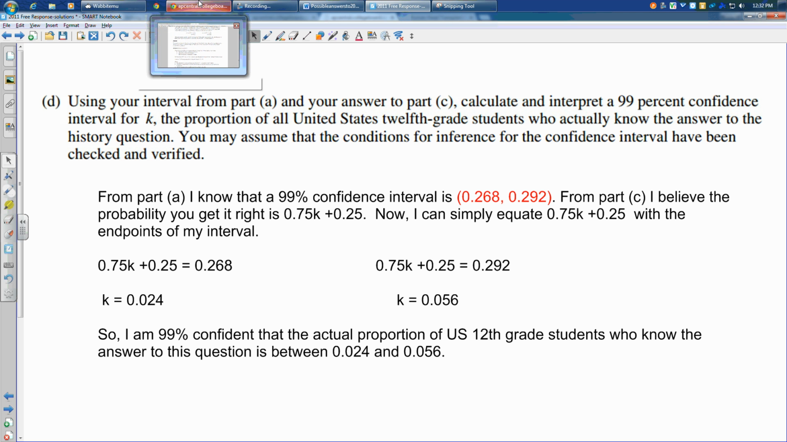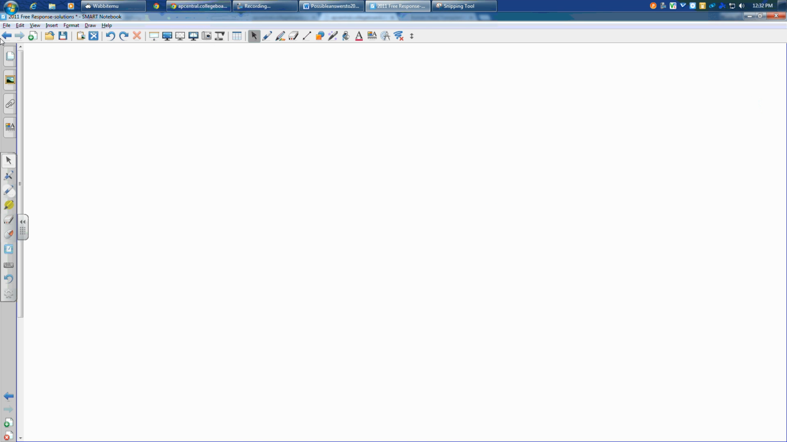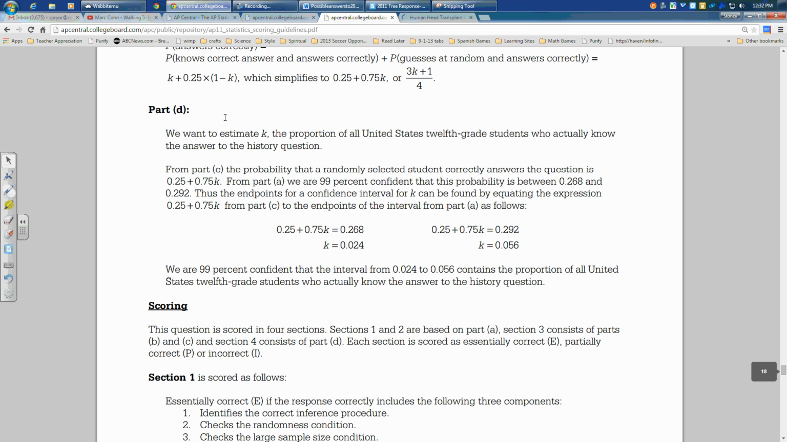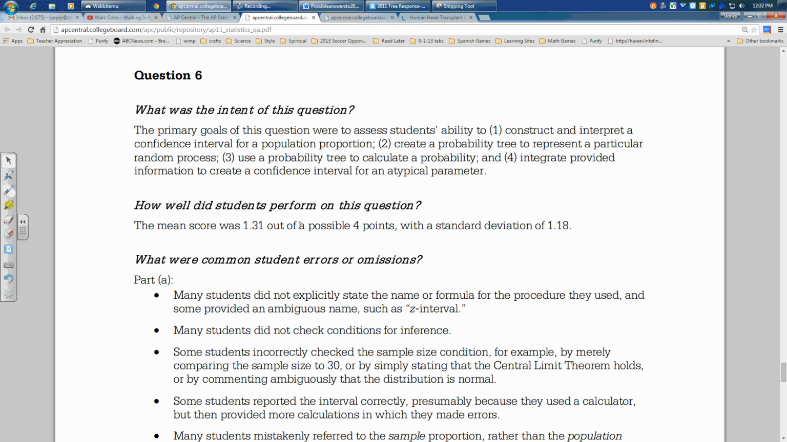Looking at some problems we'd see on this question. The average grade was 1.31. Now remember, this question counts basically double, so we want to make sure that we spend some time on it and that you get some good points on it. A number of students didn't state what kind of test or what kind of procedure you were going to do, or you simply said something like a z-interval. They want you to say it's a z-interval for proportions.